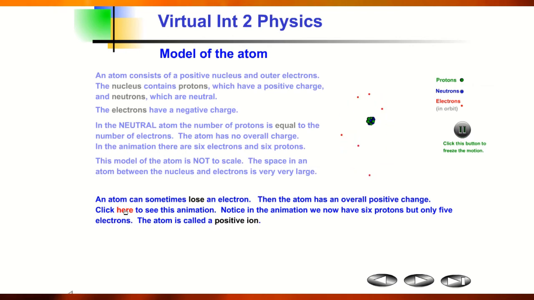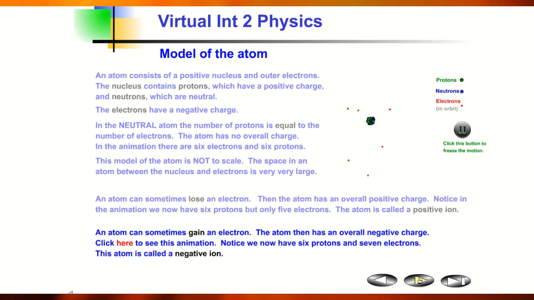So watch. Okay, so you see, whoops, there it goes. So if we then pause that, we now see that this atom only has 5 electrons. We didn't change the number of protons. So we've no longer got what's called an atom. We have something called an ion. In this case, it's a positive ion because there's more protons than electrons. Okay, now we've got that back.